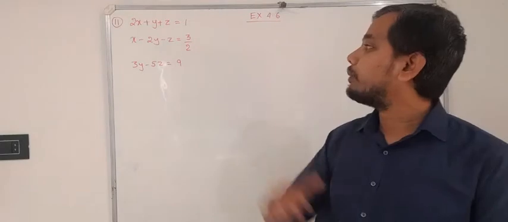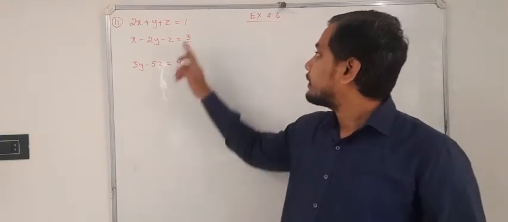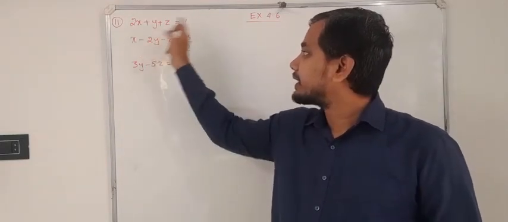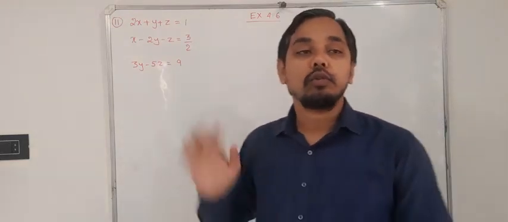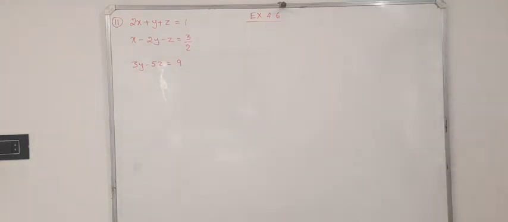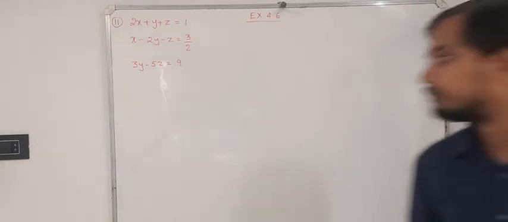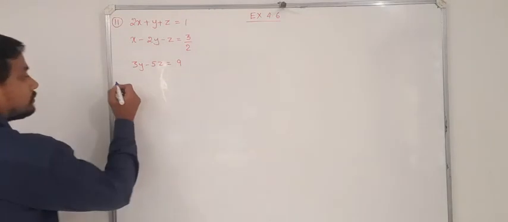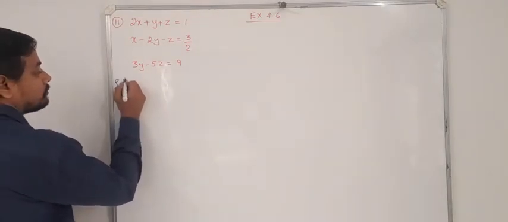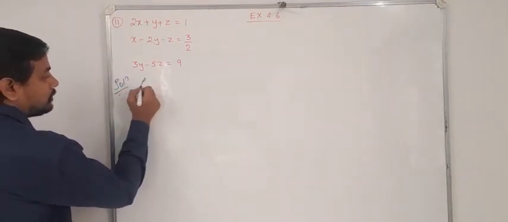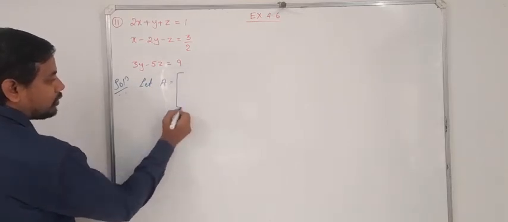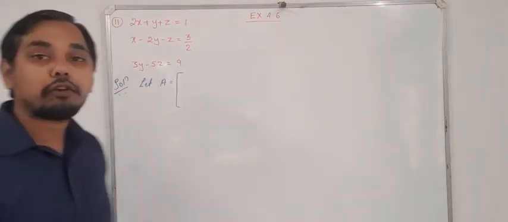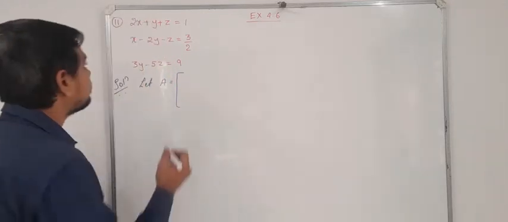This is the 11th problem, right? It is a system of equations in three variables x, y, z. So let's try to solve these. Let A be the coefficient matrix, the coefficients of x, y and z.